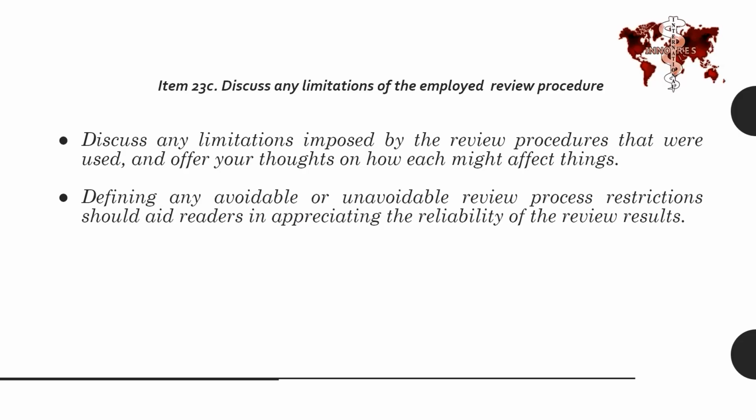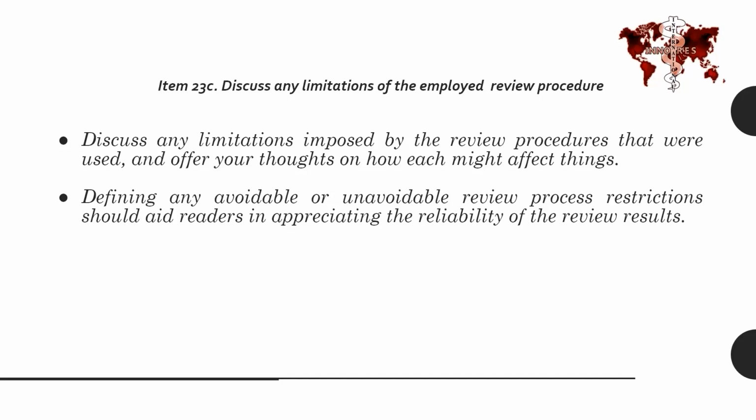In the previous item 23B, the authors sought to discuss the limitations with the papers, the evidence included in their review. In this item, item 23C, the authors seek to discuss any limitation of the review process used for their study. This is also in a bid to help readers understand how trustworthy the review findings are.